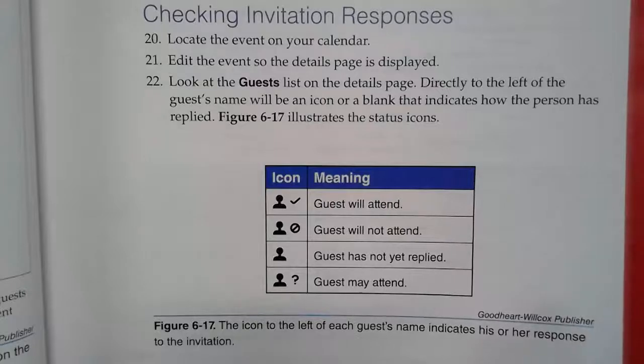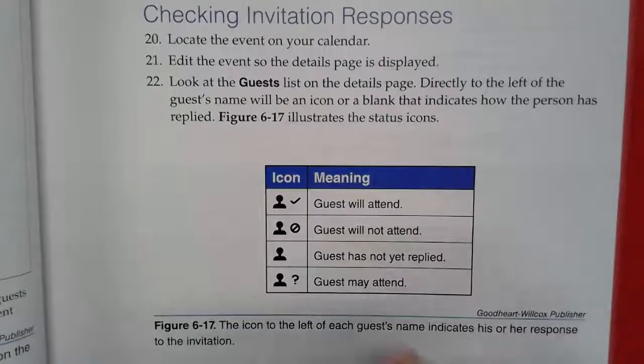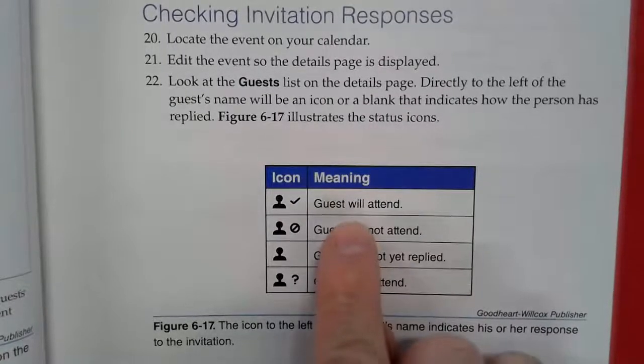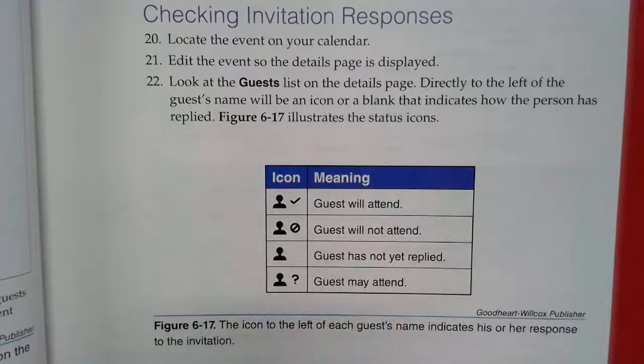And then checking your invitation responses. This is how they can respond when they come back and say they want to attend. Guests will attend, will not attend, have not replied, or may attend.